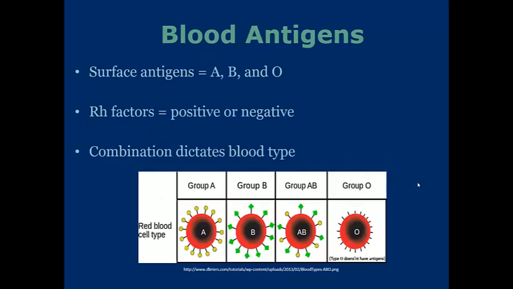Blood antigens are based on the external proteins on blood cells. Surface antigens A, B, and O are listed. Remember that there could be A, B, AB, and O being the absence of these antigens, and Rh factor being positive or negative. A combination of these factors is going to dictate blood type. When you're trying to match somebody for a blood transfusion, this is one of the criteria you look for.